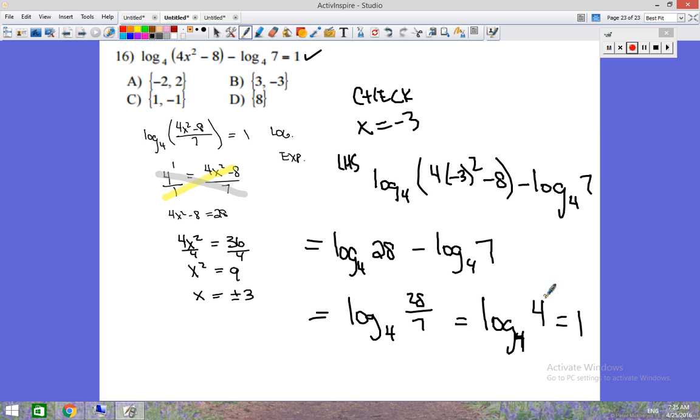So that checks. Now, we were also wanting to know if this was true for a positive 3. And you can see that if we had squared positive 3, we had the same answer as if we squared negative 3, so everything below there remains the same, and it does check. So both of those are a solution.